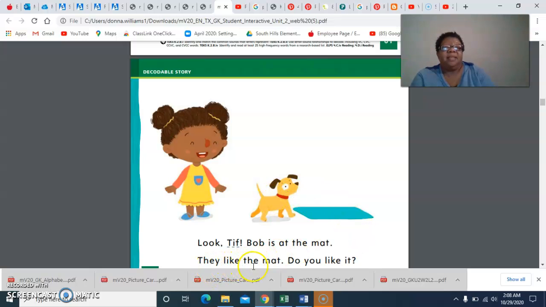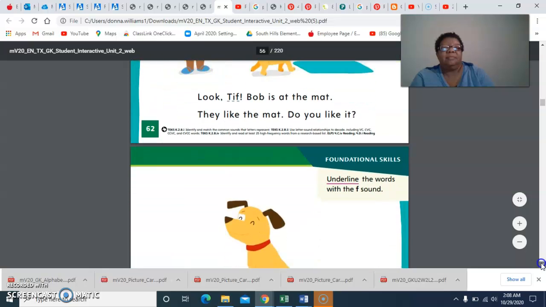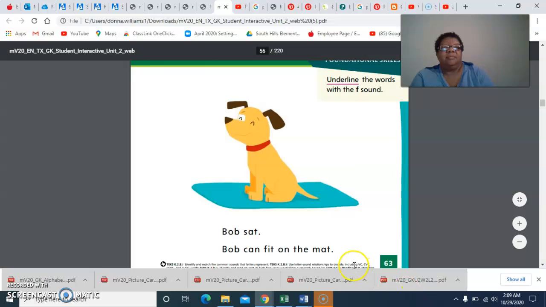They like the mat. Do you like it? Bob sat. Bob can fit on the mat. And there's a word with the letter F.